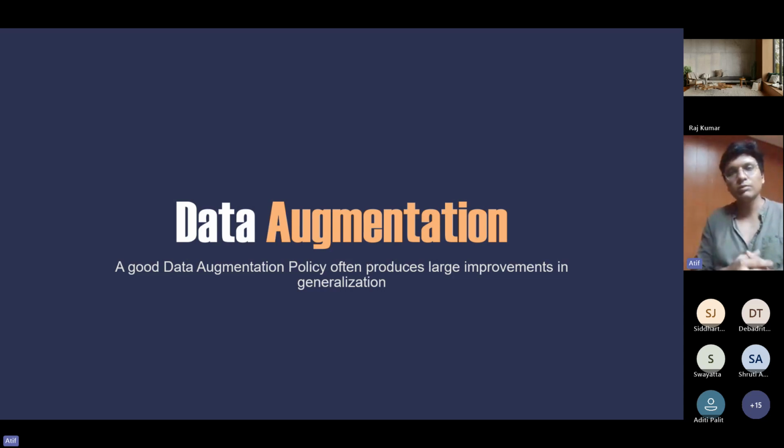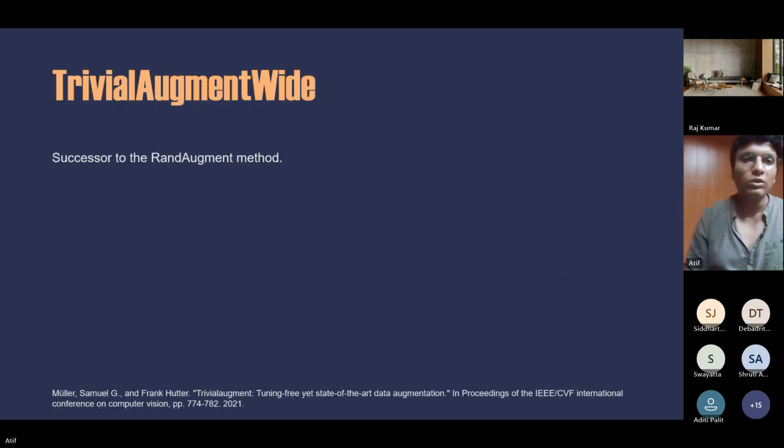In this presentation, I wanted to give you certain things that you probably won't find in articles on the web, or you probably didn't know about. So we start off with TrivialAugment Wide. It is a method that is a successor of the RandAugment method. So what is this RandAugment method?